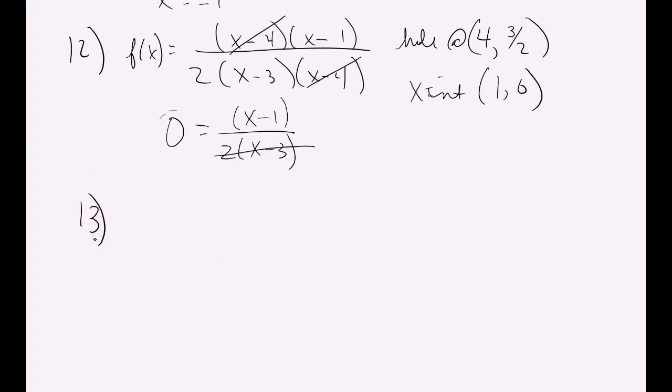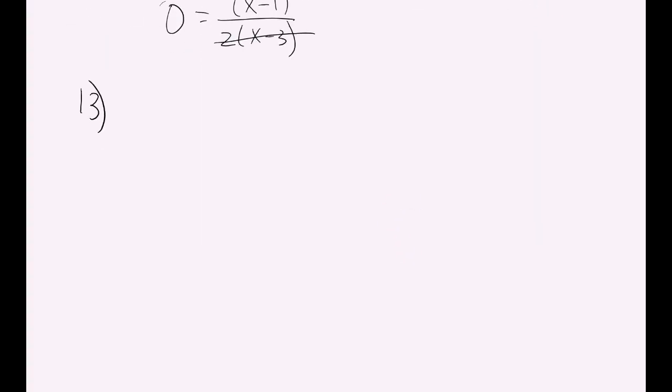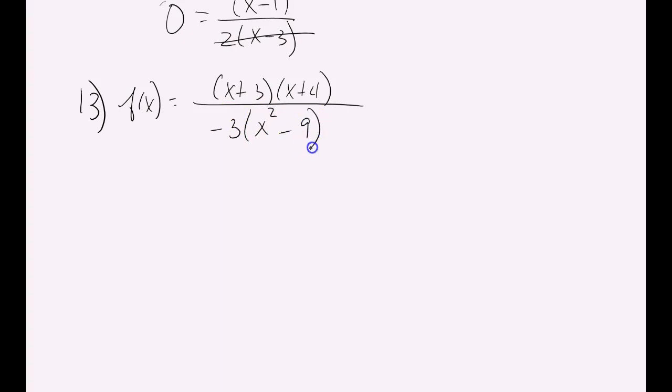13. Find everything and sketch the graph. Oh my gosh. All right, so I'm going to try to go fast, and let's just pray this works out. All right, let me start by factoring. And I'm going to get 12, 3, and 4, x plus 3 and x plus 4. And on the bottom, it's going to be a negative 3, and that'll be an x squared minus 9. Uh-oh, which means that factors again. So x squared minus 9 actually turns into x plus 3 and then x minus 3. So that's cool. Those cancel.